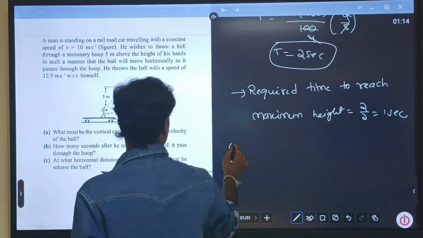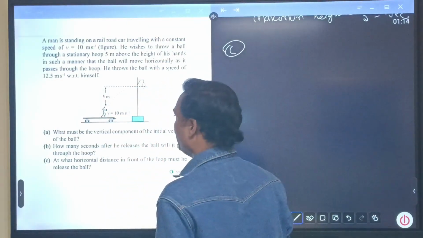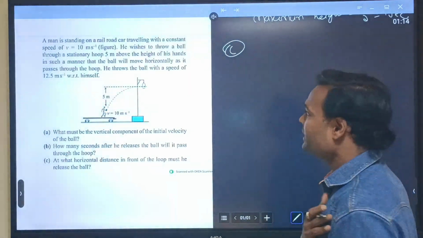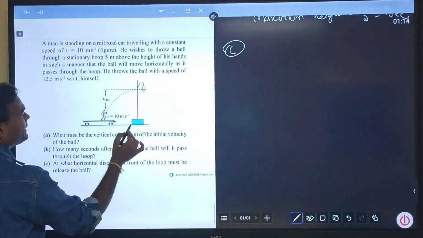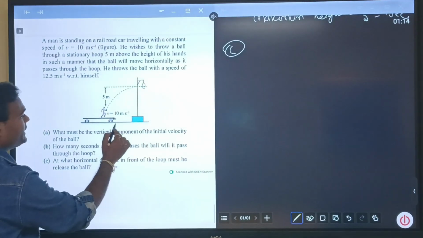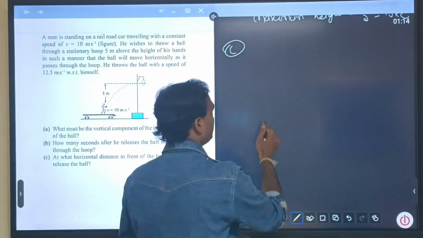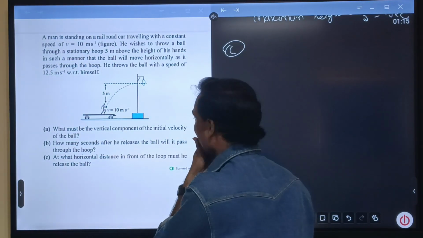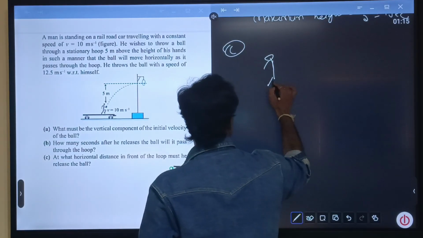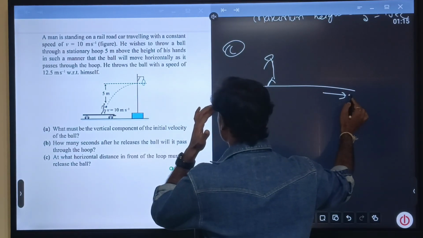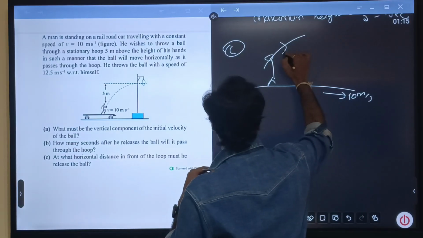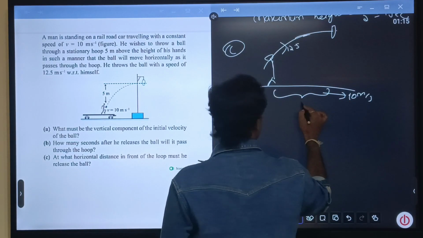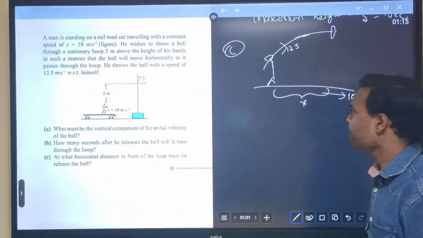Then the third part of the question is at what horizontal distance in front of the hoop must he release the ball? That means they are asking us to find what this value is. Here the range is equals to half of the range. We want half of the range. Let us assume this person is moving with 10 meter per second, he is throwing at 12.5 and it is reaching the hoop, and this is what they are asking us to find, the x value. Clear?